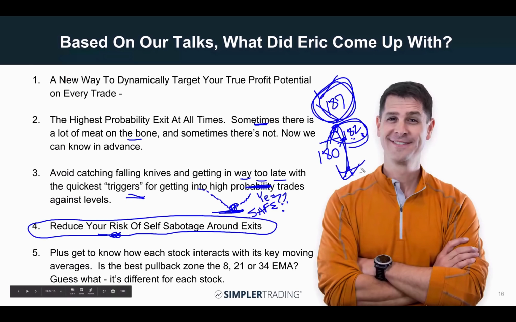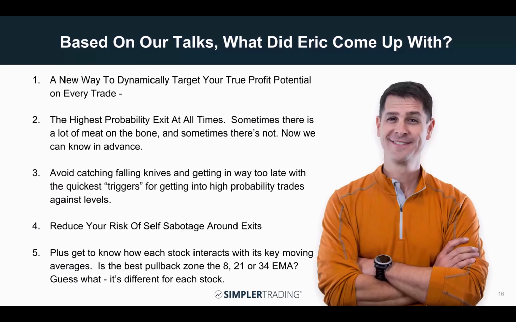Plus, get to know how each stock interacts with its key moving averages, right? Is the best pullback zone the 8, the 21, or the 34? And guess what? Through this discovery of this tool that Eric put together, what we found out was it's actually different for every stock, okay? So the idea that I've always said, hey, if it goes below the 21, I'm getting out. Well, guess what? For some stocks, the best moving average to buy on a pullback is the 30-period moving average, okay?